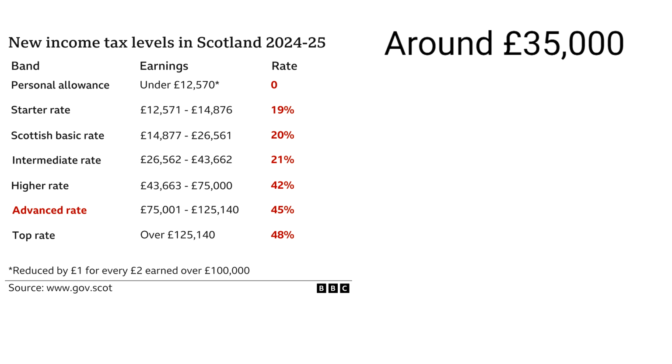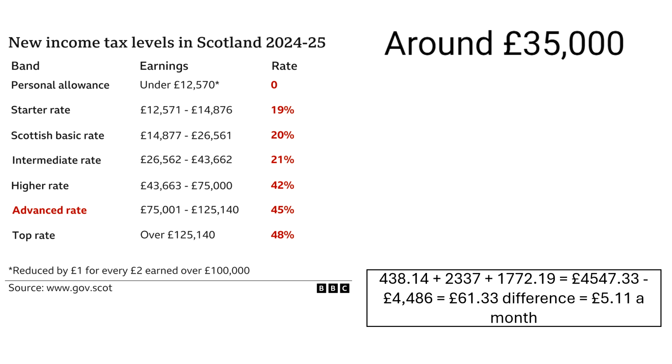So again, let's bring in the £35,000 median salary of the UK in 2025. Pause the video, have a go. How much would they pay in Scotland? And then I'll bring in the data from the rest of the UK. All right, so what you should find is £4,547.33, which makes it a £5.11 a month difference to the rest of the UK, so it's not much. But they do pay more, obviously, in Scotland on that salary of £35,000.